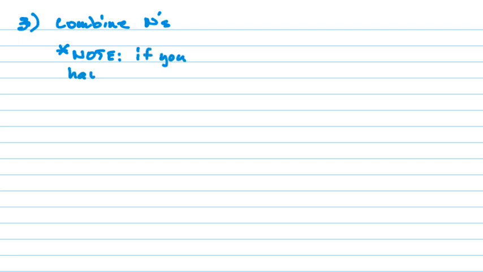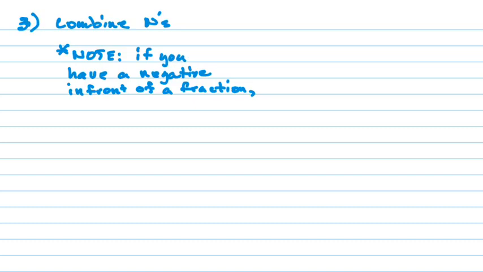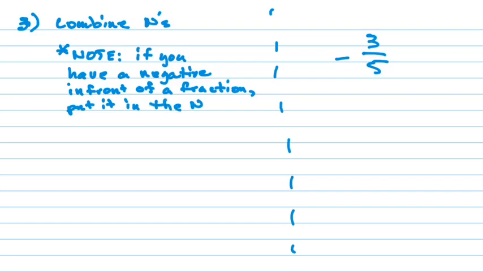If you have a negative, I don't want to even call it a minus, think of it as negative, in front of a fraction, so, for example, I have negative 3/5, right? So that's what I mean. So there's a negative in front of that fraction, right? Put it in the numerator when combining.